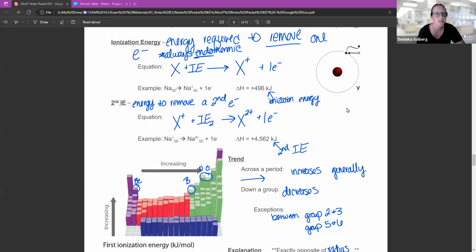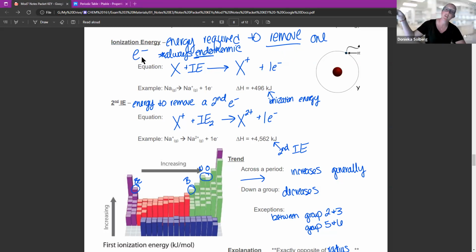Okay, so this is a new trend. This is ionization energy. This is something completely different than atomic radius. The definition of ionization energy, if you're reading this, it's the energy to make something into an ion. That makes sense, right? Specifically to remove one electron.